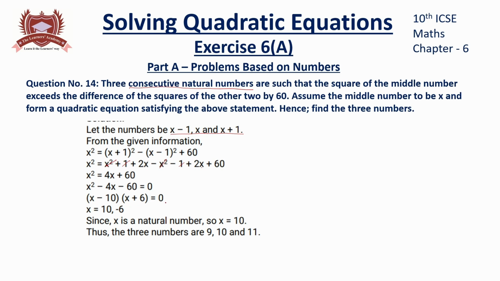और x minus 10 times x plus 6 is equal to 0. So x is equal to 10 or minus 6. So since x is a natural number, x is 10. So the three numbers would be 9, 10 and 11. So it looks pretty simple to solve. Quickly make a note of it.